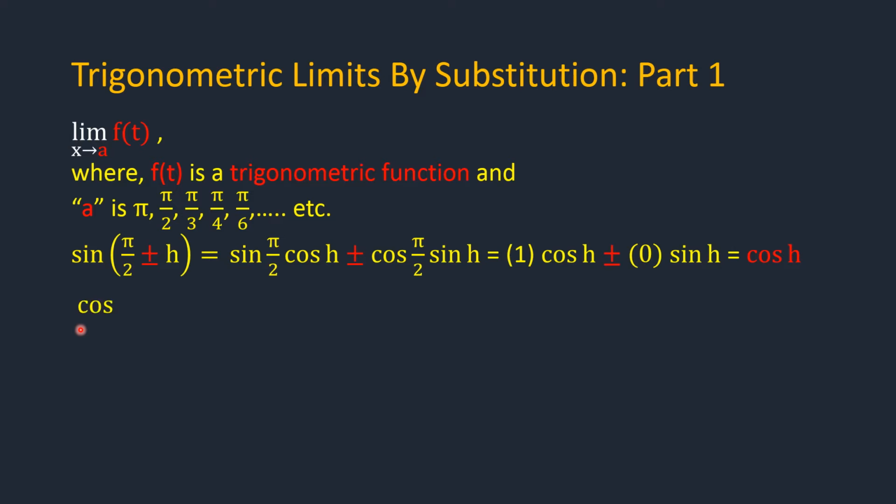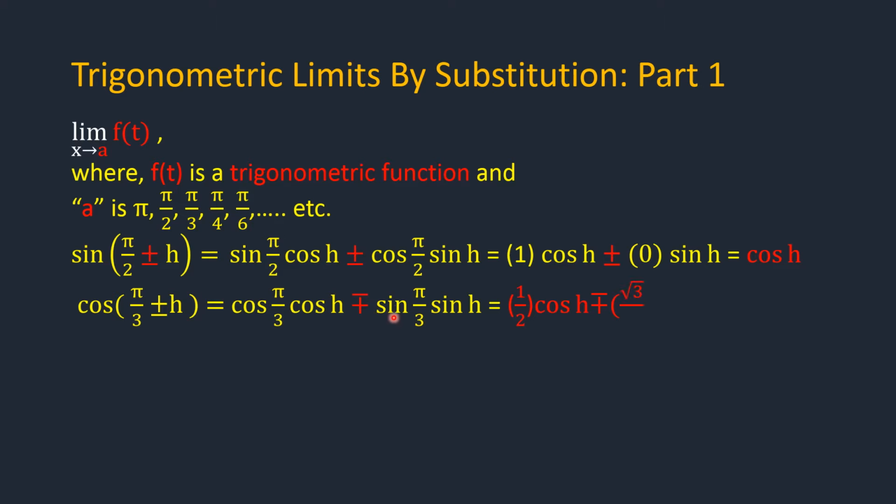Or cos(pi by 3 plus minus h), which will be cos pi by 3 cos h minus plus sin pi by 3 sin h. Now cos pi by 3 is cos 60, which is half, sin pi by 3 is sin 60, which is root 3 by 2.